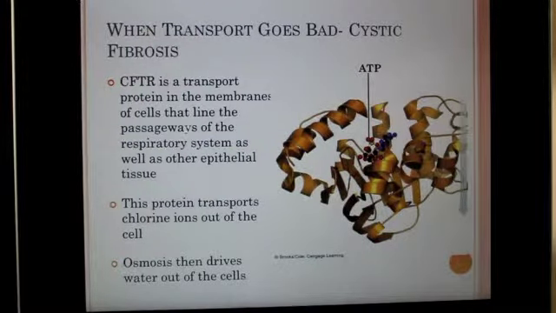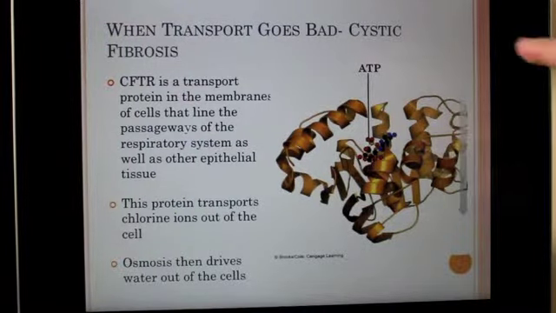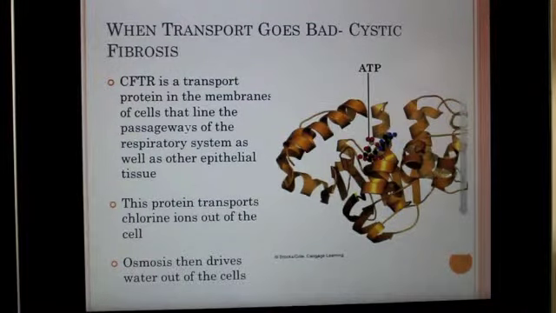This protein transports chloride ions out of the cell. So this is what it looks like. It puts the chloride out of the cell. Osmosis then drives water out of the cell. So it's used to make mucus.